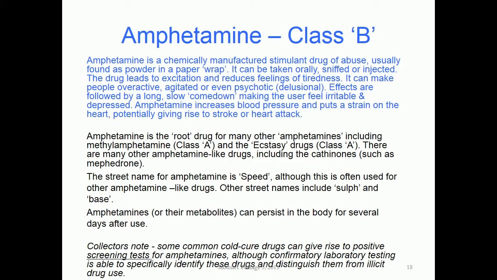Amphetamine, Class B. Amphetamine is a chemically manufactured stimulant drug of abuse, usually found as powder in a paper wrap. It can be taken orally, sniffed or injected. The drug leads to excitation and reduces feelings of tiredness. It can make people overactive, agitated or even psychotic, delusional. Effects are followed by a long, slow come down, making the user feel irritable and depressed. Amphetamine increases blood pressure and puts a strain on the heart, potentially giving rise to stroke or heart attack.